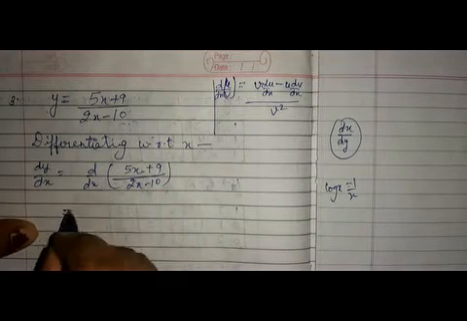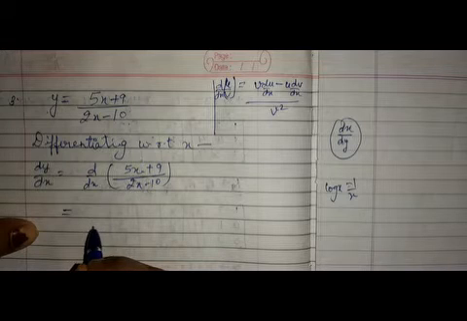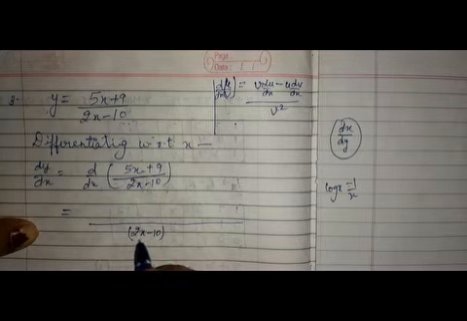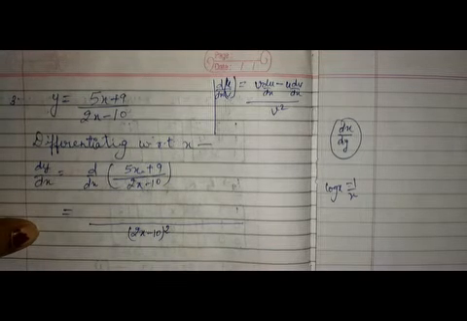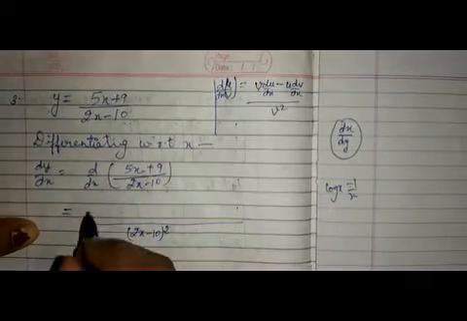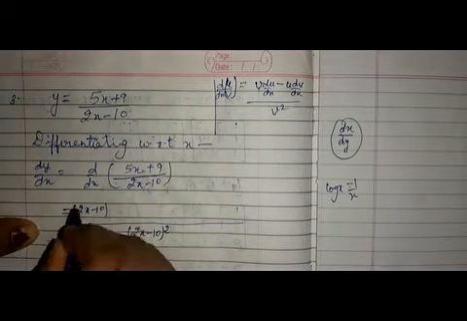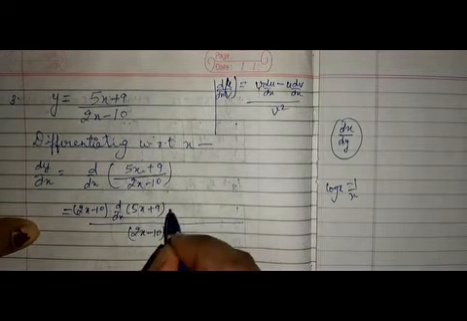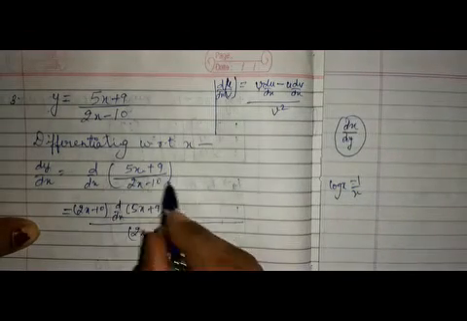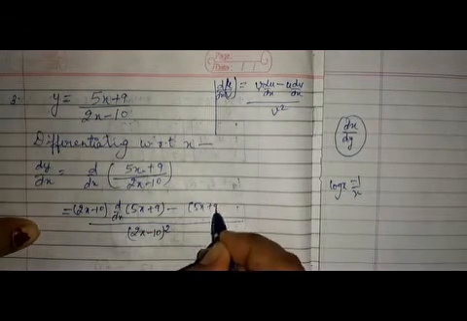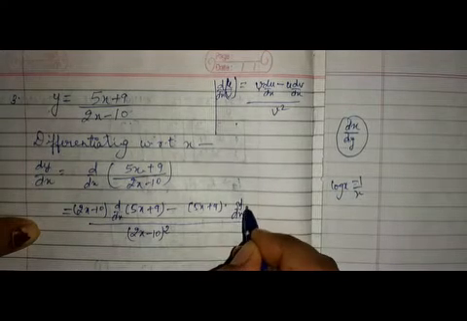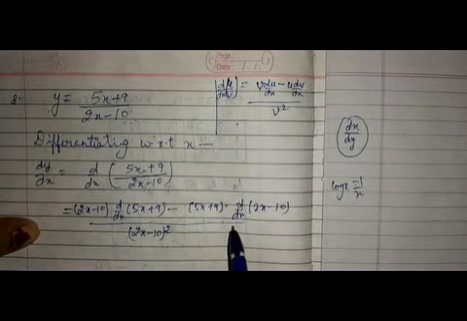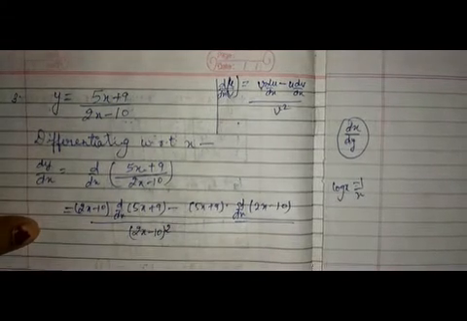See carefully. First of all, we write the v square. What is v? v is 2x minus 10, whole square. Okay, now see the numerator, it is given v here. So we write 2x minus 10 into d by dx of 5x plus 9 minus, it is given u. What is u? 5x plus 9 into d by dx of 2x minus 10. Okay, in this way you have to solve u upon v.